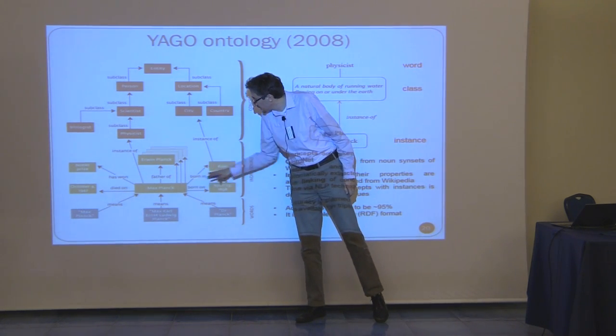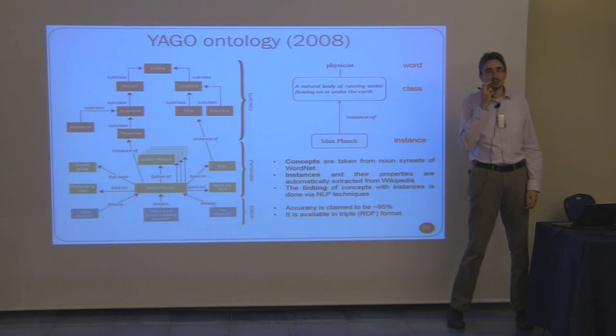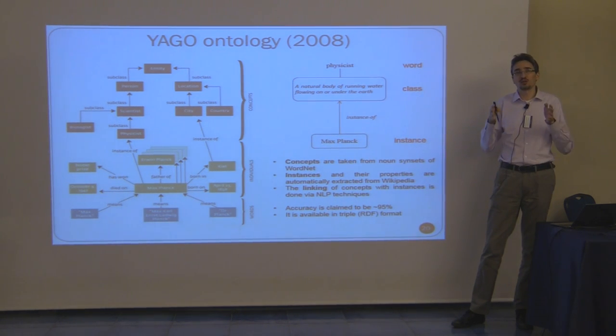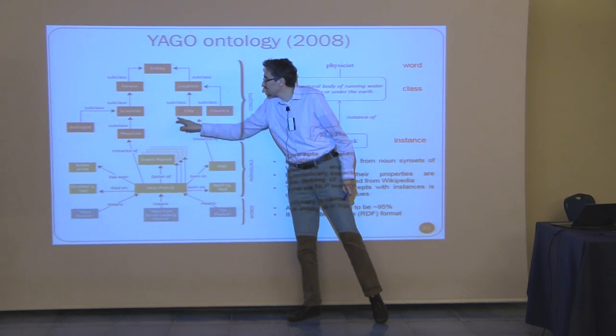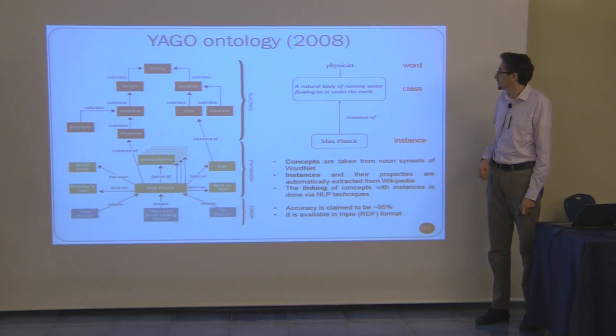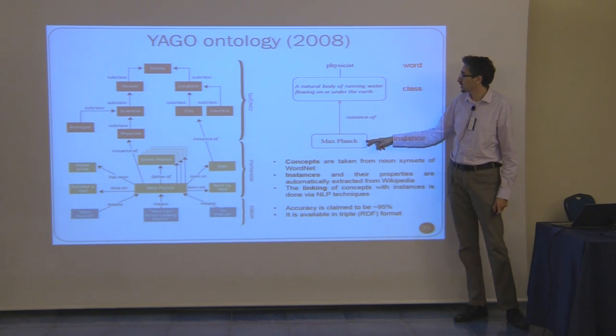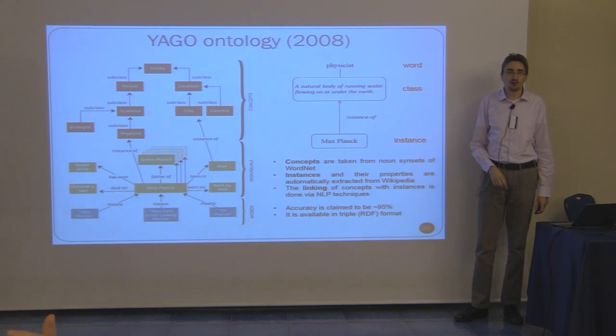And then they say that these entities are associated to the corresponding class. And the class is taken especially from Wikipedia categories. So you know that every single Wikipedia page is associated to some categories. They parse the categories, and they try to identify the corresponding class by disambiguating the terms and associating them to synsets in WordNet. So here you see an example of such a linking. You have Max Planck, and it's marked as an instance through the type relation in Iago, with the physicist taken from WordNet.